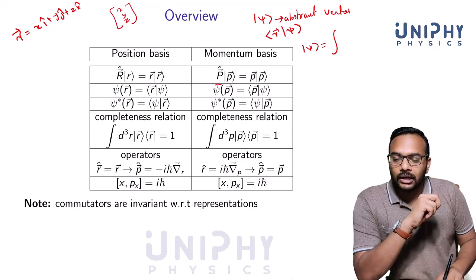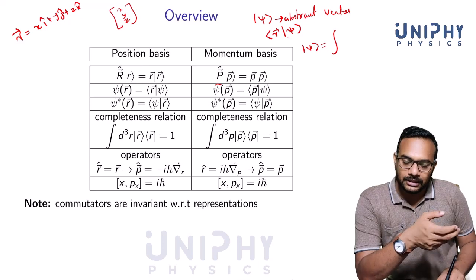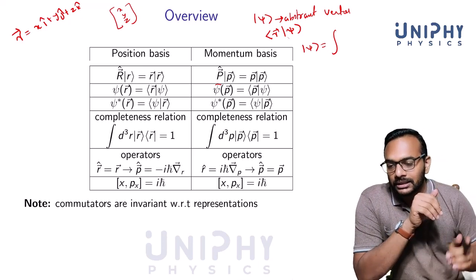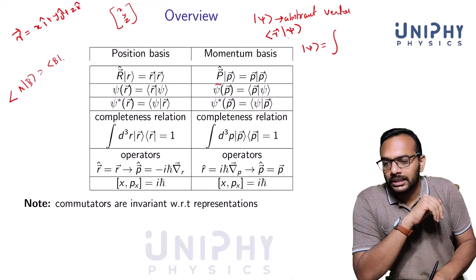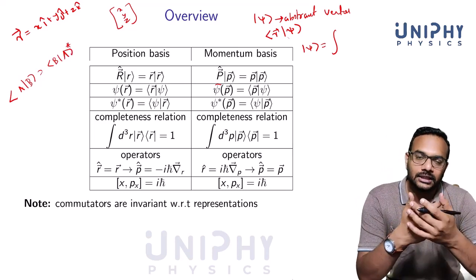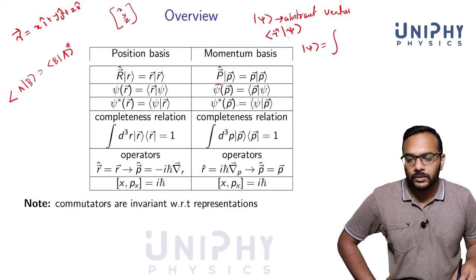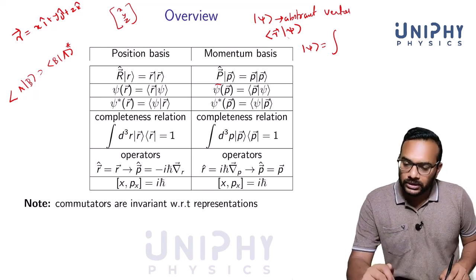Now, by the property of scalar product, we know that if psi of r is the scalar product, or the projection of psi along r vector, then psi star is just this. We know this property: <A|B> is equal to <B|A> star. That's part of the definition of a scalar product in Hilbert space. Similarly here. And we have a completeness relation. I think we have talked about this before.